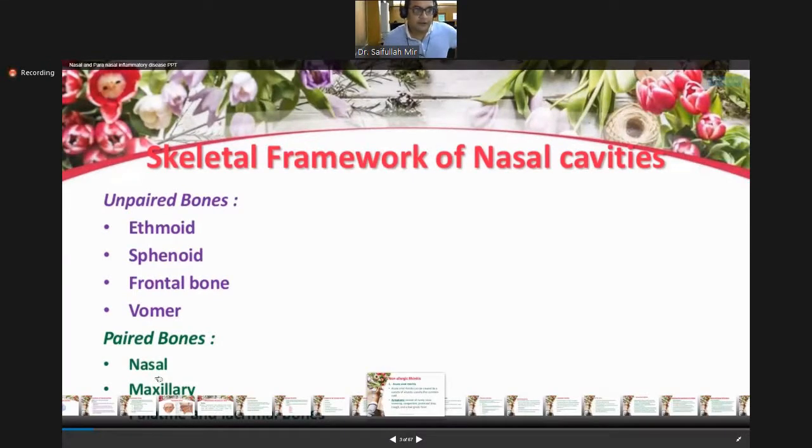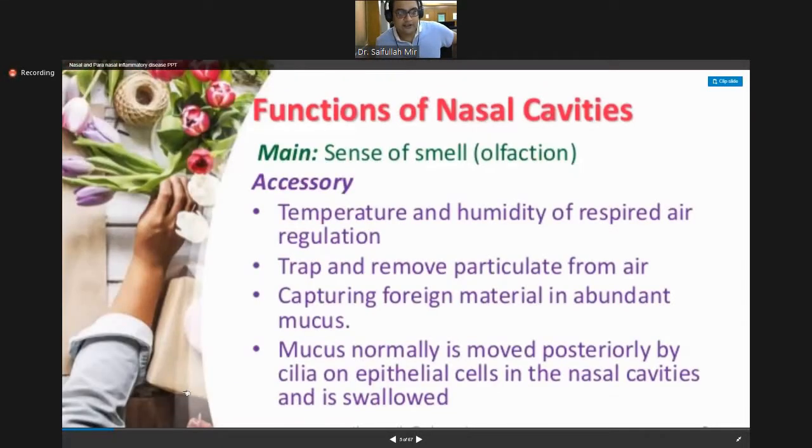So the function of the nose is the sense of smell and also regulation of temperature and humidity. The purpose of the nose and the nasopharynx is to act as a conduit for taking air from our nose and sending it to our lungs and sort of filter it slightly and humidify it.